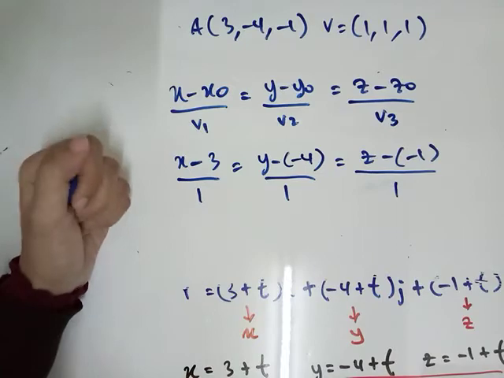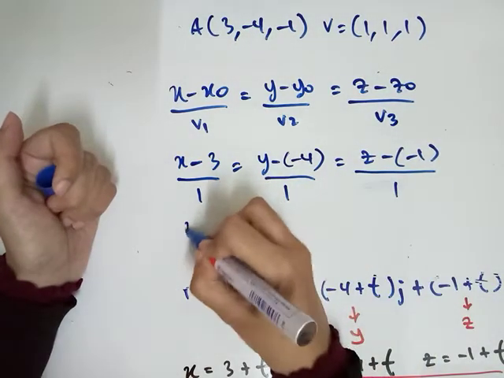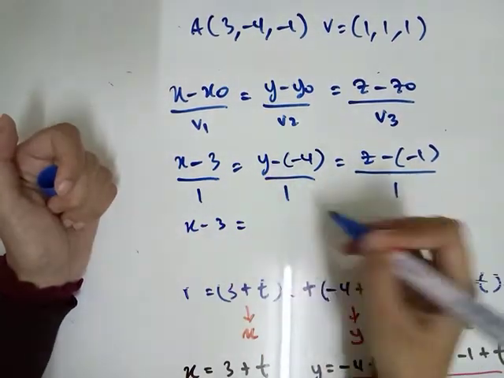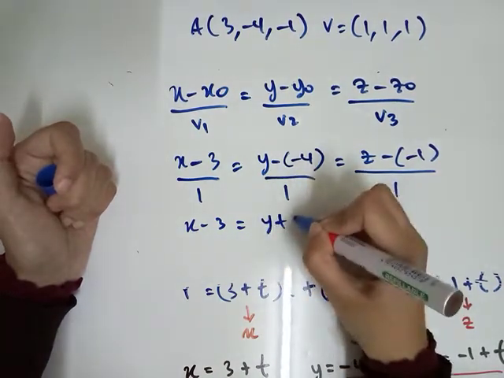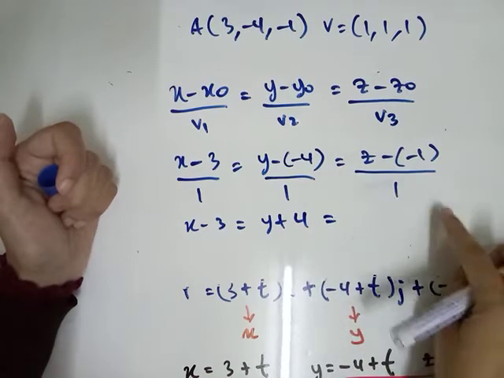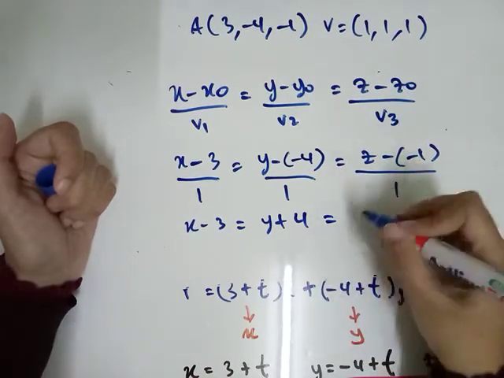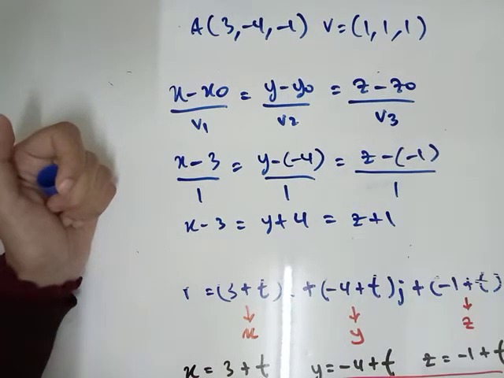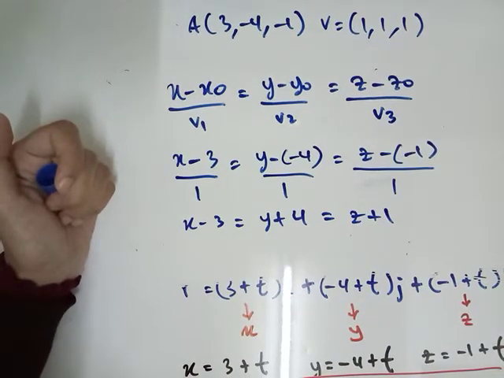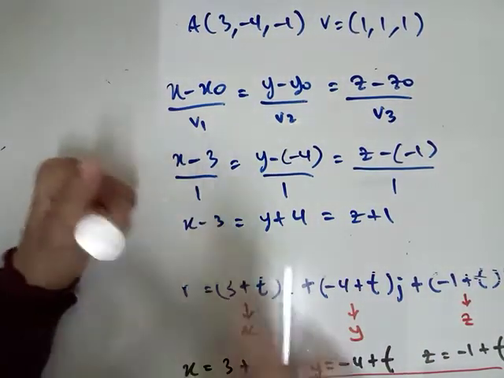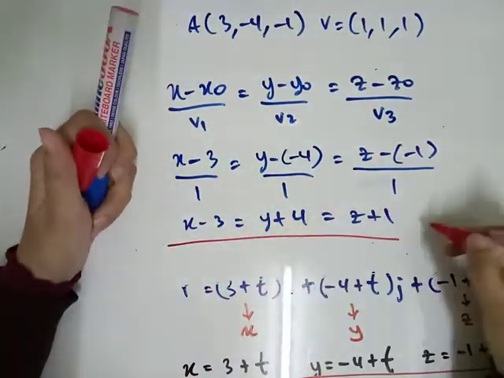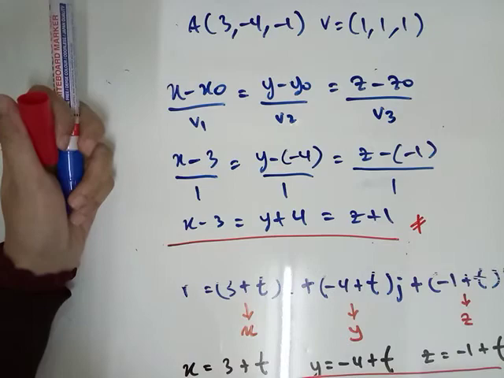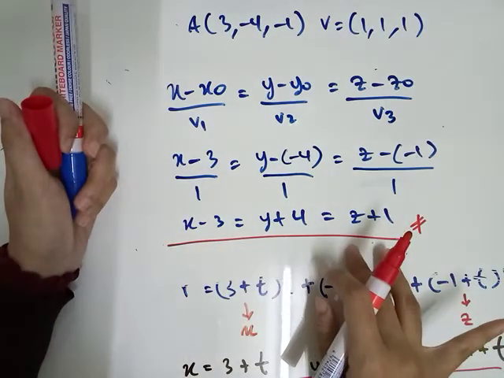Okay. And then simplifykan dia. x minus 3. Negative, negative, it should be positive. So y plus 4. Equal, negative, negative should be positive. So z plus 1. Okay. So this is the answer for symmetric equation. Ni jawapan dia for symmetric equation.